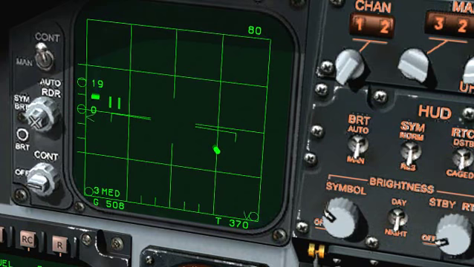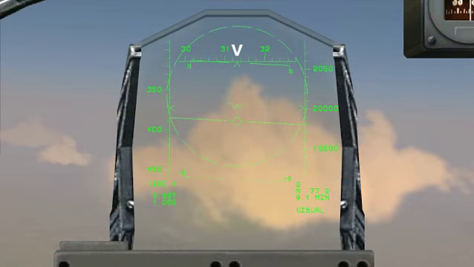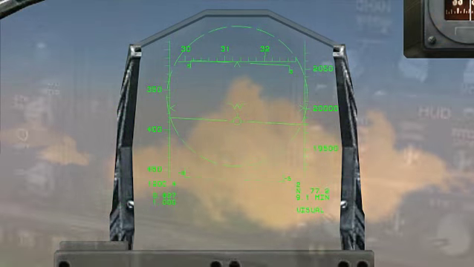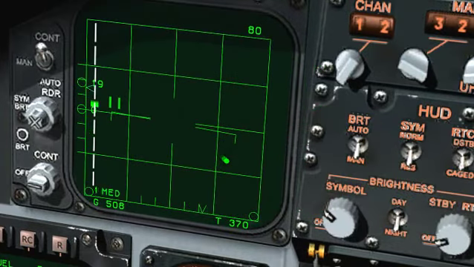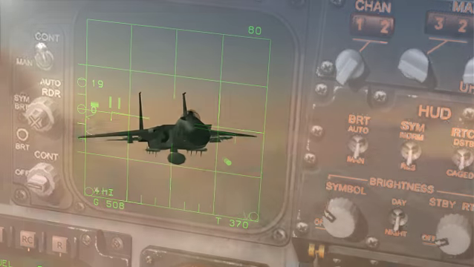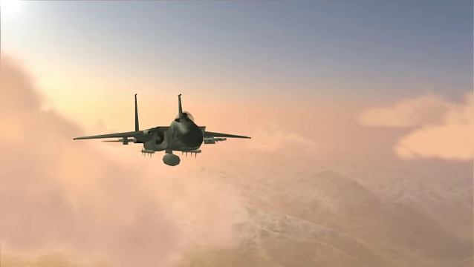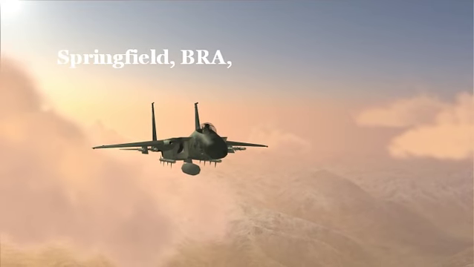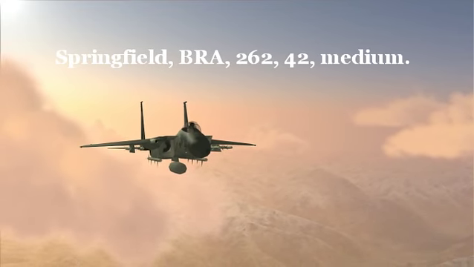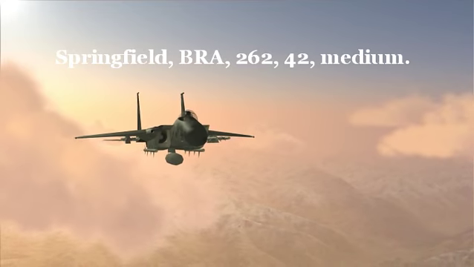So we know where he is in terms of bearing, range, and altitude, and we can pass that information on to someone else. One way of doing that is a BRA call. B-R-A: bearing, range, altitude. Let's see. Our heading is now about 312 degrees. He's still 50 left at about 42 nautical miles. So, a BRA call on this contact would be: Springfield, BRA, 262, 42, medium.